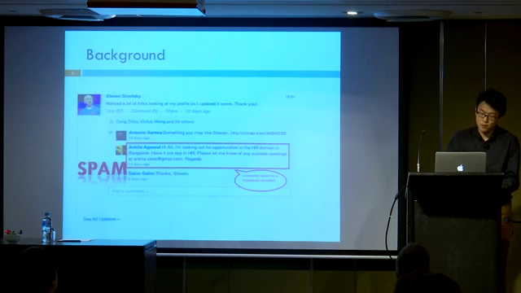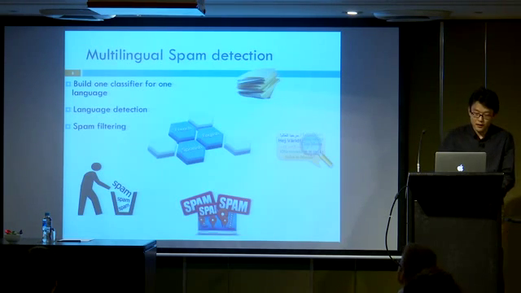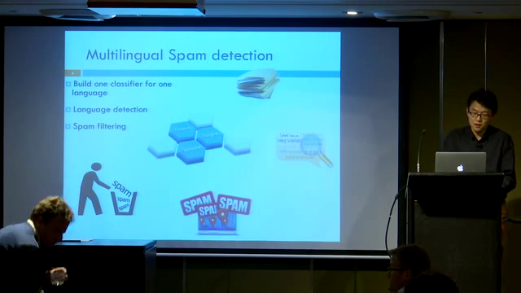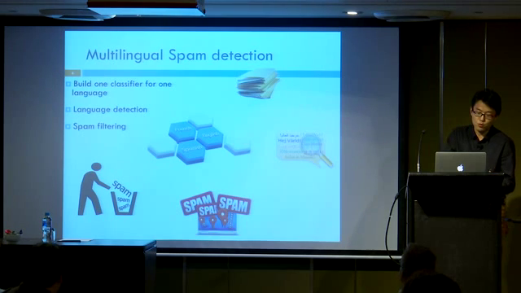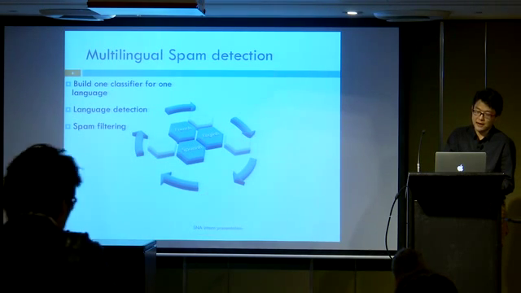Content may be written in any language, such as English, Spanish, Chinese, French. So this problem becomes a multilingual spam detection problem. The key idea is to build one classifier for each language, and then we get a pool of models. Given a new piece of content, we first detect which language it uses and then call the corresponding model to do the spam classification. If it's spam, we filter it out.